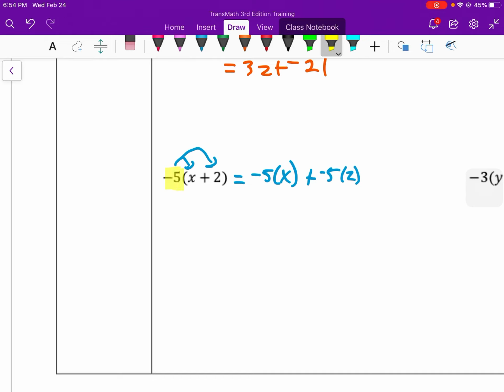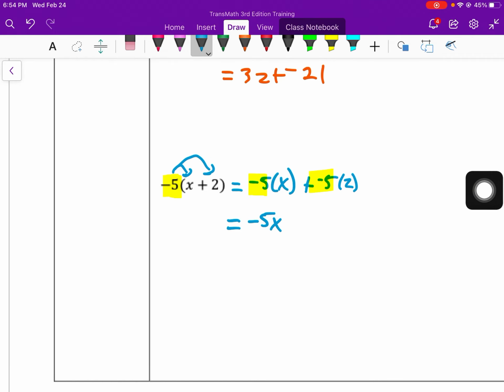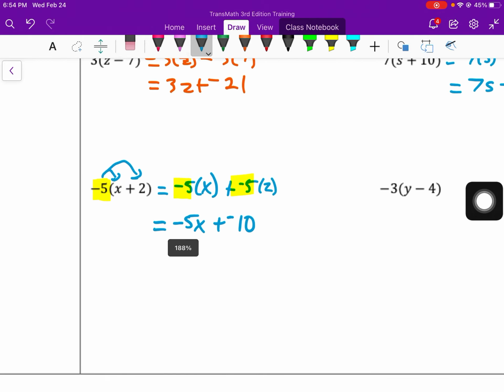So we distributed negative 5 to both parts. That's what we did. Now we can simplify it. Negative 5 times x is simplified to negative 5x. Or excuse me, negative 5 times x. Now we have plus a negative. So that is in the simplified form, plus a negative, and then 5 times 2 is 10.